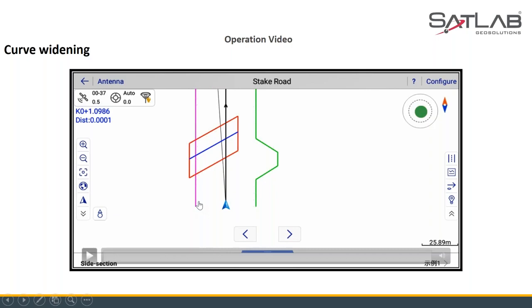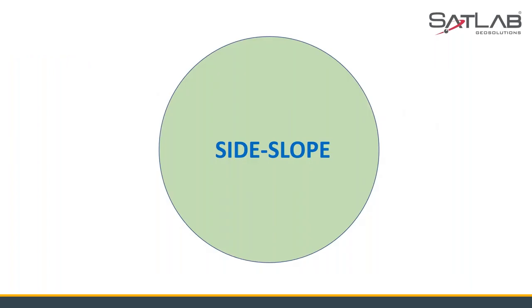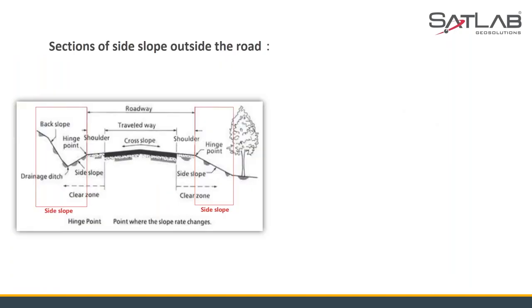So far we are done with the horizontal alignment with the three different methods. We are done with the vertical alignment. We are done with the super elevation. We are done with the cross sections. We are done with the curve widening. Now comes the last part of this particular geometry, which is side slope, which is quite important.